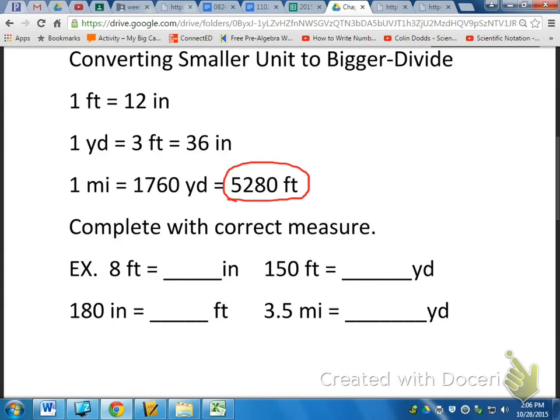Now, we are going to convert here 8 feet to inches. So, feet to inches, feet's bigger. So, since it's bigger, you're going to multiply. And you're going to take 8 times 12, because there are 12 inches for every foot, which would make it 96 inches.